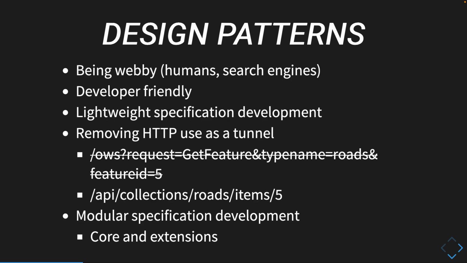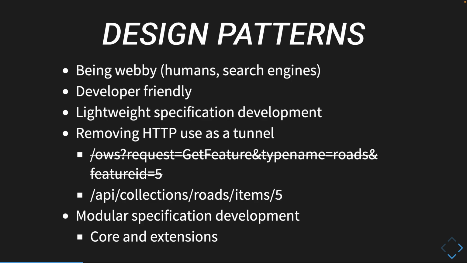The current thinking around OGC APIs, which I'll get into a little bit later, takes on the approach of lightweight specification development, where we don't need the 100% use case or the 100% requirement. Maybe we need an 80% use case, which is good enough for most people, and then we can still develop the other more complex parts of the specification, but as extensions, as opposed to core requirements.